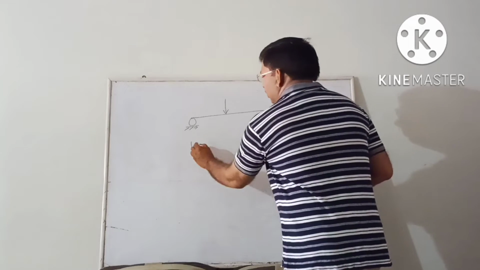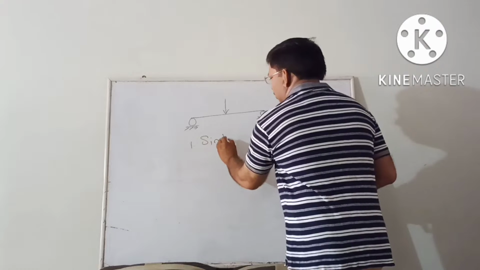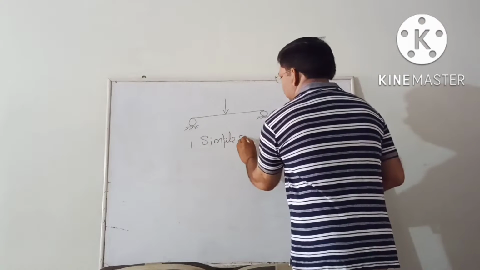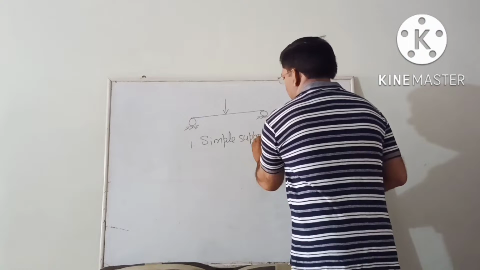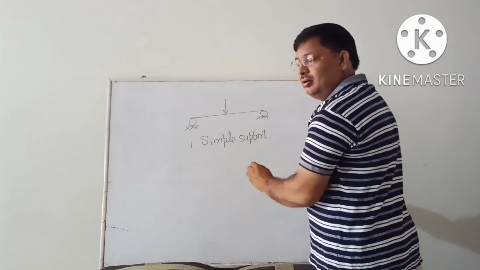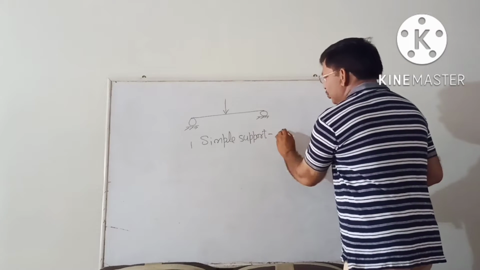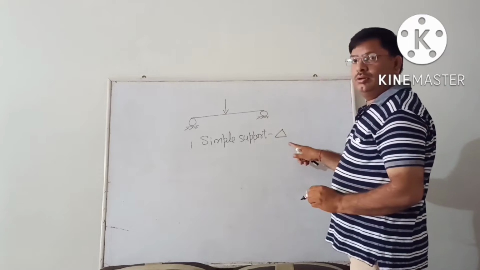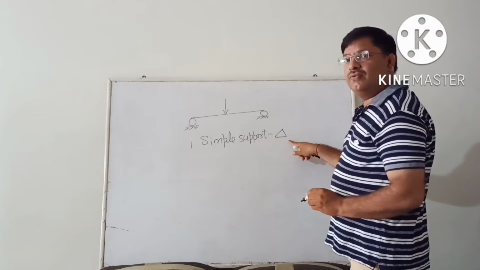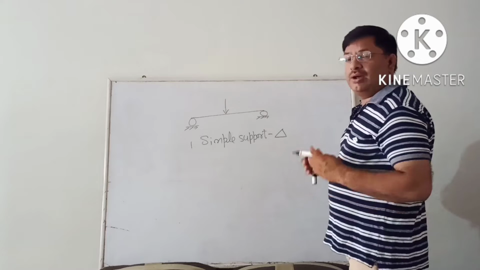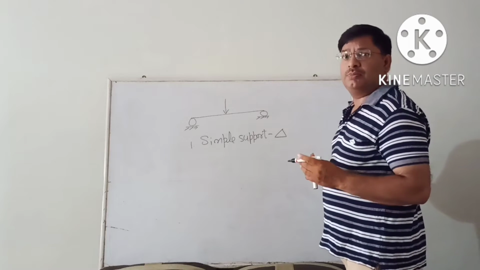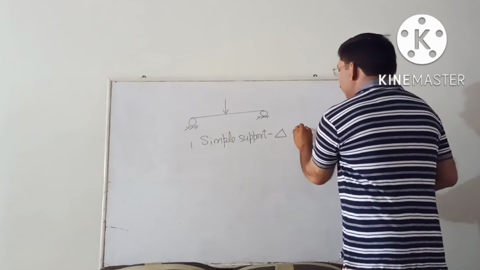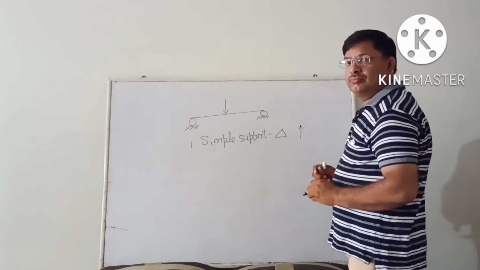First one is simple support, which is represented by a simple triangle. This is the representation of simple support. Now whenever we draw the free body diagram of simple support, we take one vertical reaction.